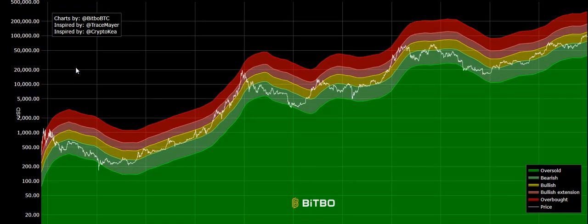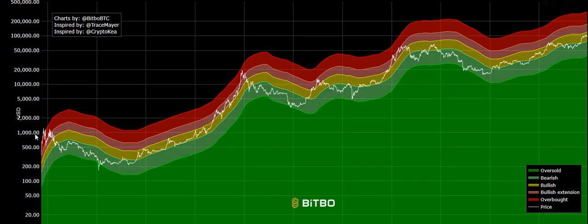Just to show you here, guys, you can see in yellow, the price action, which is in white, is right in the bullish territory. We're sitting right in the middle of the yellow bands, which is bullish. Up above that band, we have bullish extension. Earlier, in our run up in March, we just barely touched into that bullish extension, but we did not get into the overbought territory.